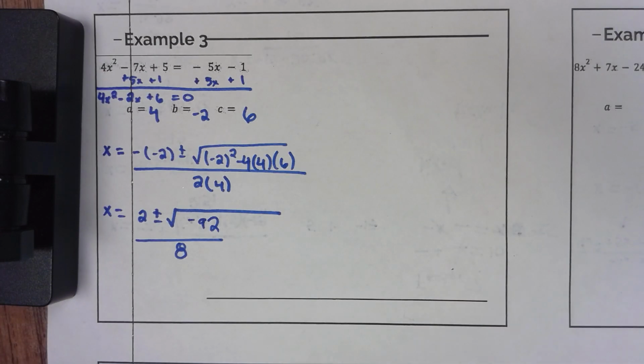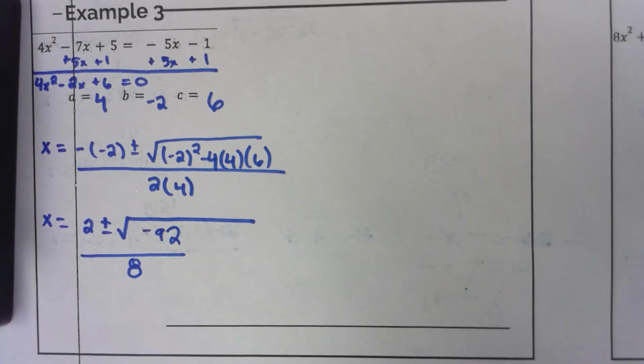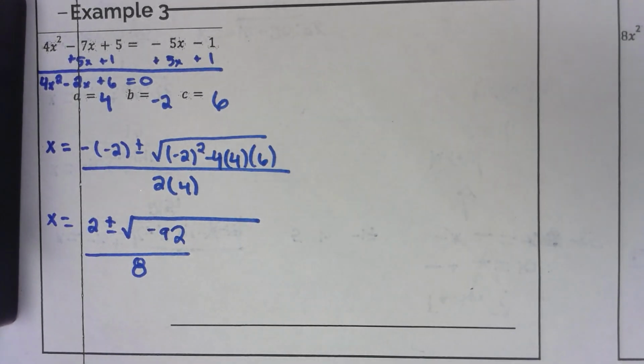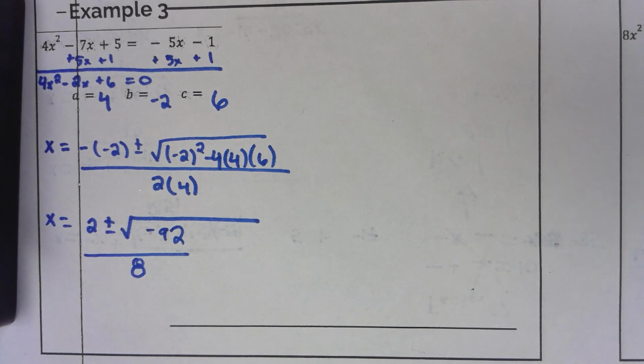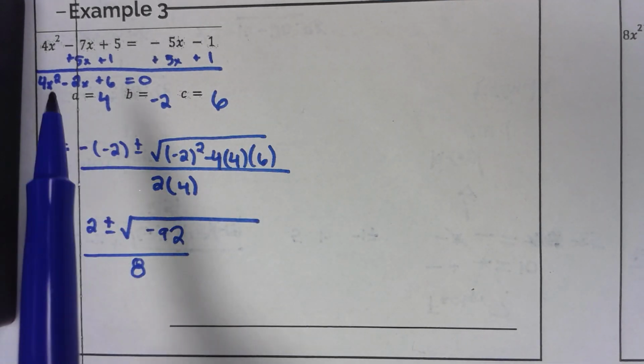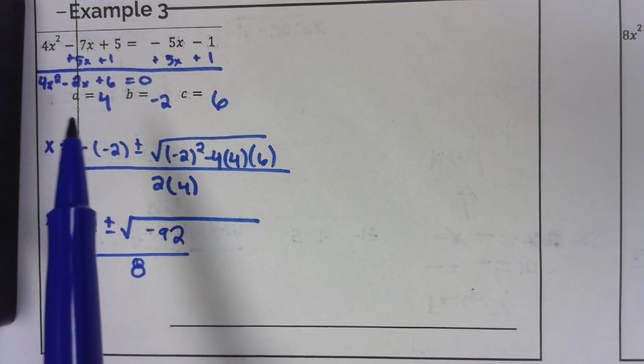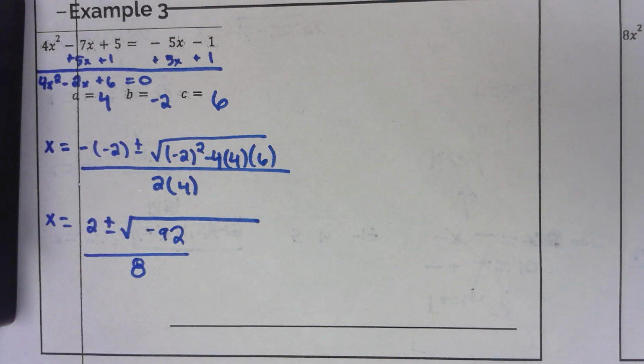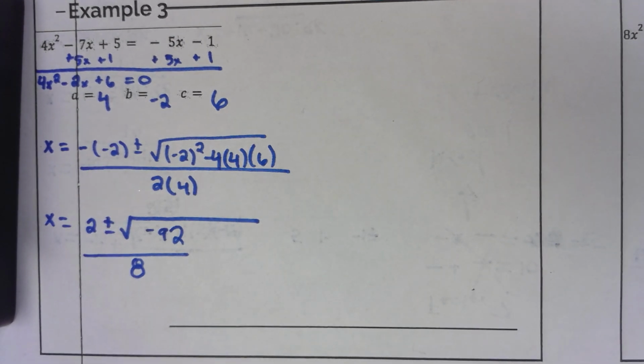Okay, let's go through the initial steps here before we get to the weird thing that we haven't seen yet. So you have to start by getting the right side to be 0. I add 5x, I add 1. That means the quadratic that I'm trying to solve is 4x squared minus 2x plus 6. That means A is 4, B is negative 2, and C is 6.